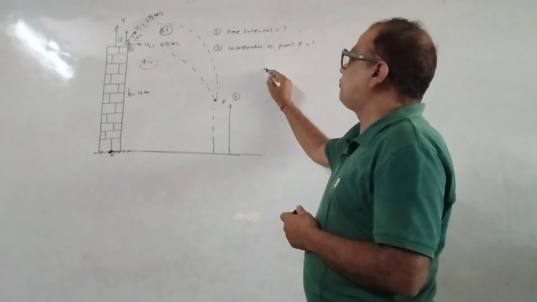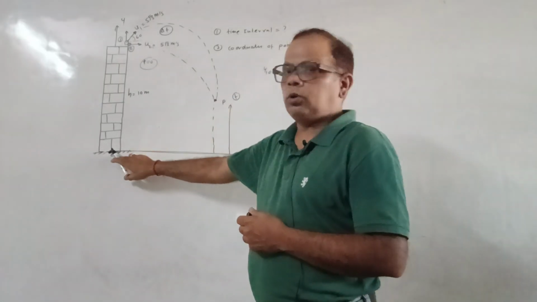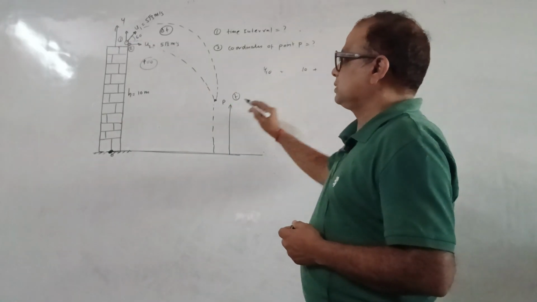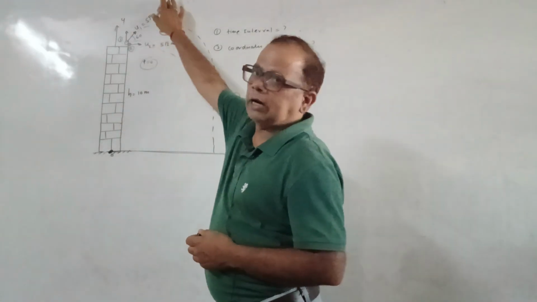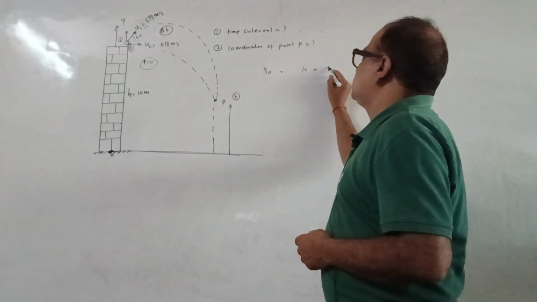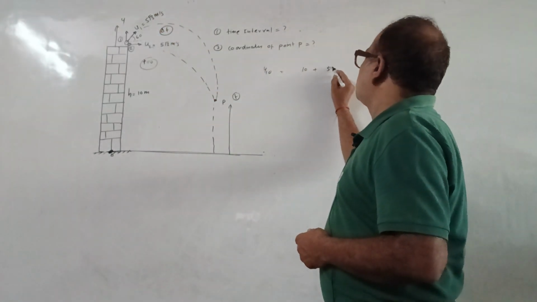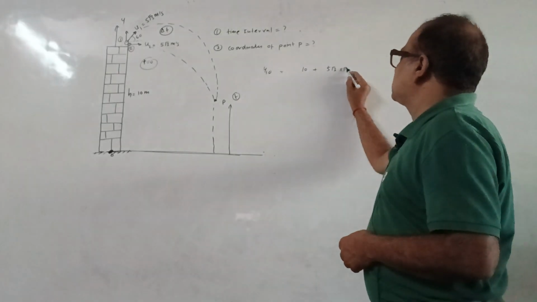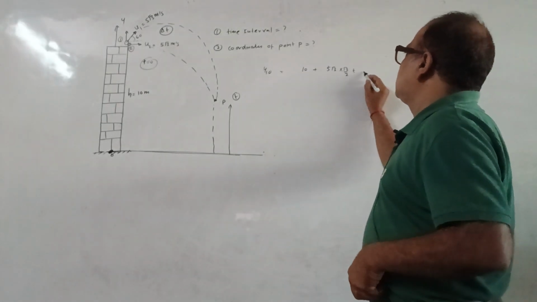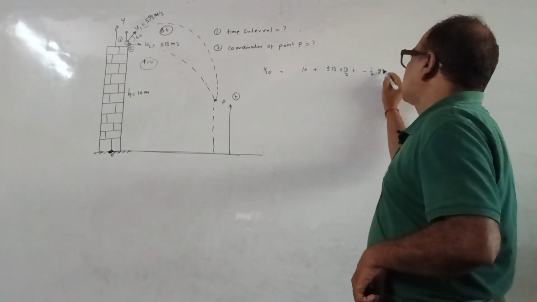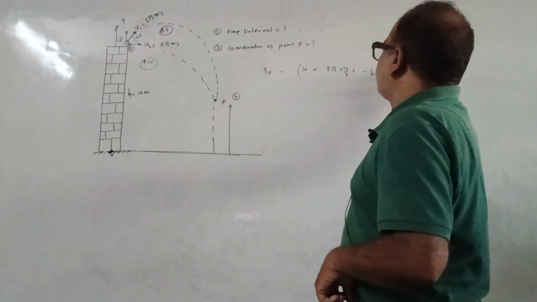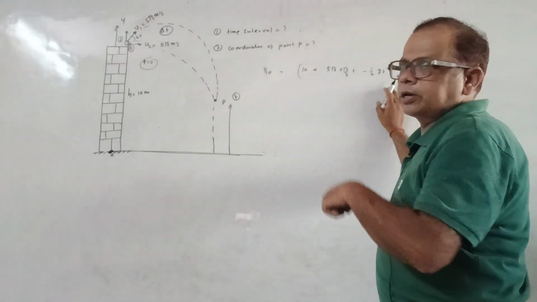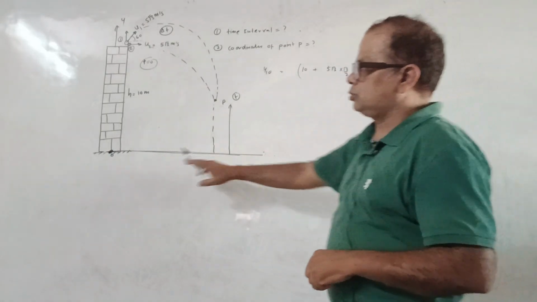So displacement of one particle with respect to this point O will be 10 plus, because it is going up, 10 plus 5 root 3 sin 60. Sin 60 is root 3 by 2, into t minus half g t square. Here t is the time when the first particle reaches this point. This is the vertical coordinate of particle 1 with respect to this point.